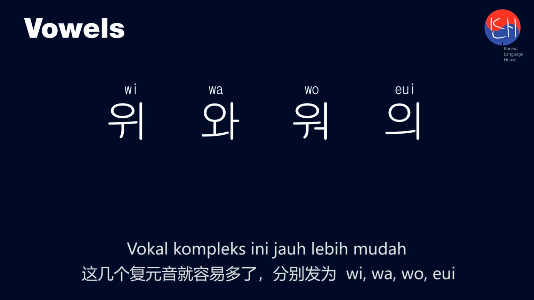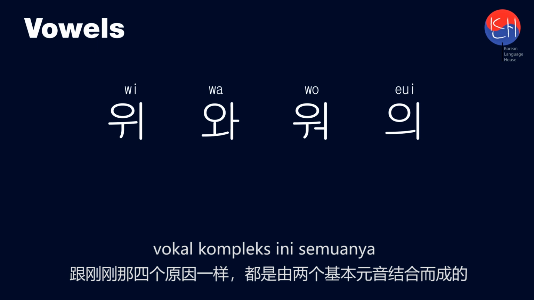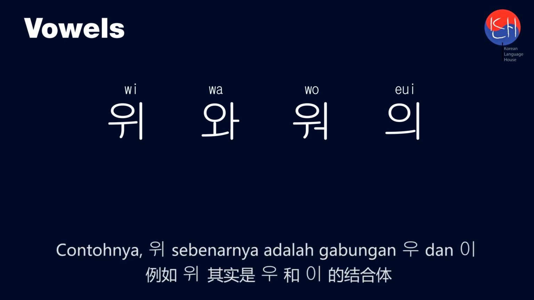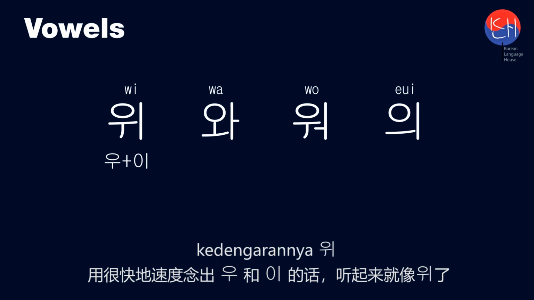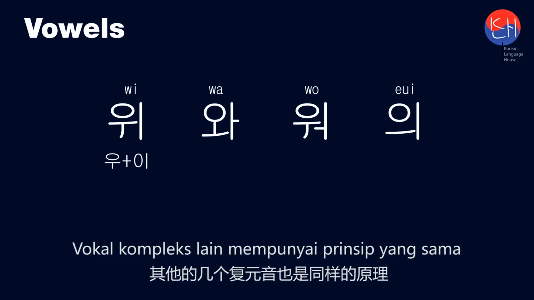These are easier. They're we, wa, wo, and ui. Like the previous ones, they're also made up of two simple vowels. In fact, you can work them out yourself by breaking them down and reading them slowly. For example, we is the combination of U and E. If you read U and E really quickly, you get we. We, we, we, we. The same applies to the others.